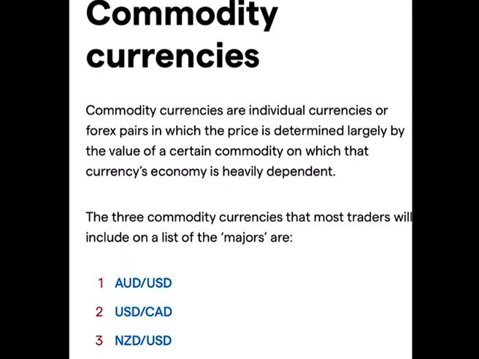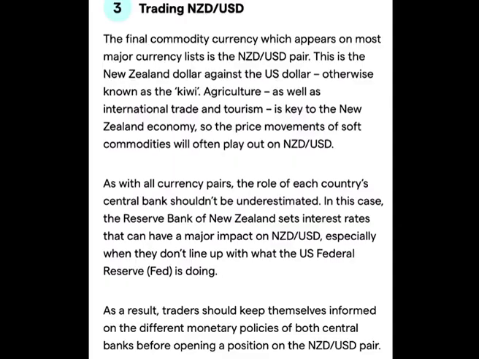So another one, we have commodity currencies. Commodity currencies are individual currencies of forex pairs in which the price is determined largely by the value of a certain commodity on which they are traded, right? So we have AUD/USD, we have USD/CAD, we have NZD/USD, right? These particular currencies are moved based on economies and prices of certain industries that move them and their volatility. So when you are trading them, let's say the price of oil goes up in the market, these currencies tend to move too, right?